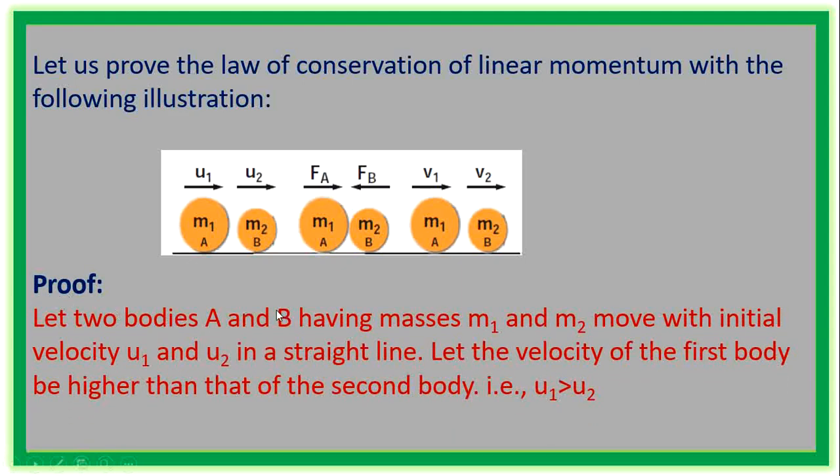Let two bodies A and B have masses m1 and m2. So, here two bodies having masses m1 and m2 with the initial velocities u1 and u2, and all these bodies are moving in a straight line. Now, let the velocity of the first body be higher than that of the second body. So, here u1 is greater than u2, that is the velocity of A is greater than the velocity of B.